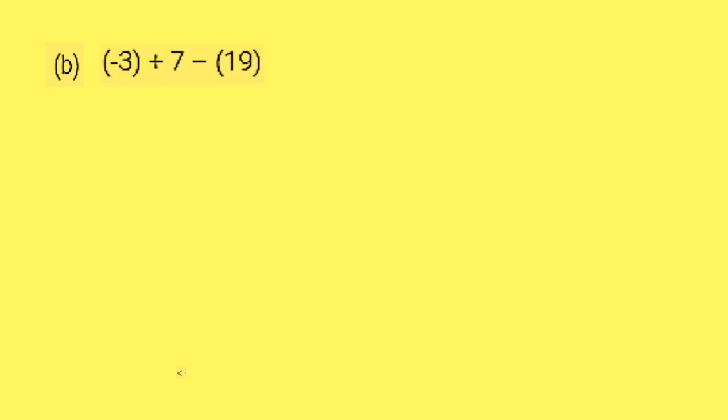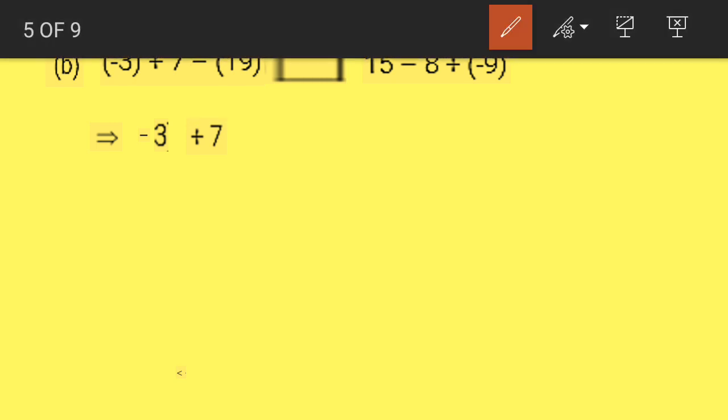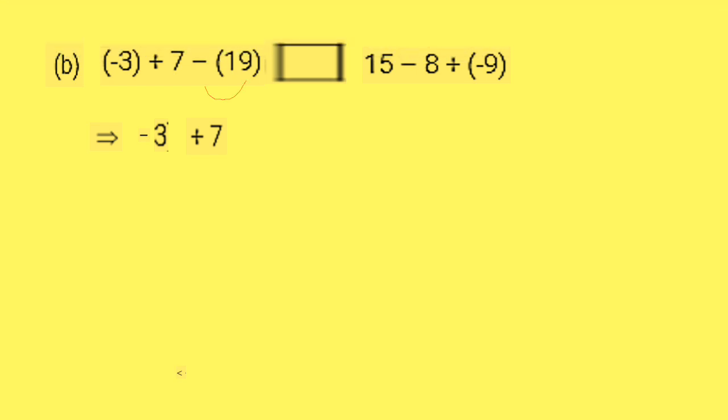Minus 3 plus 7 minus 19, blank, 15 minus 8 plus minus 9. So in the next step, I am going to remove all the brackets. Minus 3 plus 7, look here, plus into minus. Here minus and here 19, the symbol of 19 is plus. So plus into minus, minus 19. Then blank. No symbol, so I put plus here, plus 15 minus 8, plus into minus, minus 9, like this.